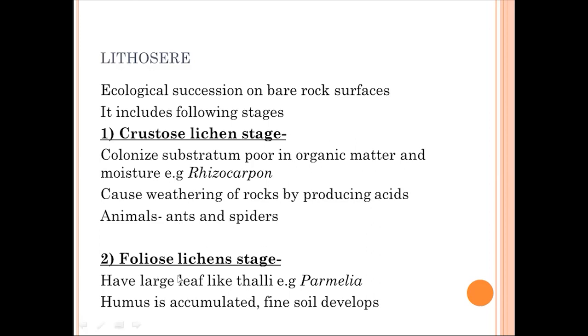Then the second stage is the foliose lichen stage. Okay, foliose lichen, again it is a type of lichen where the thallus is large and leaf-like. The example is Parmelia. The humus gets accumulated in this stage and a fine soil develops. So initially the weathering of rocks produces small rock particles. Now here slowly fine soil is developing.